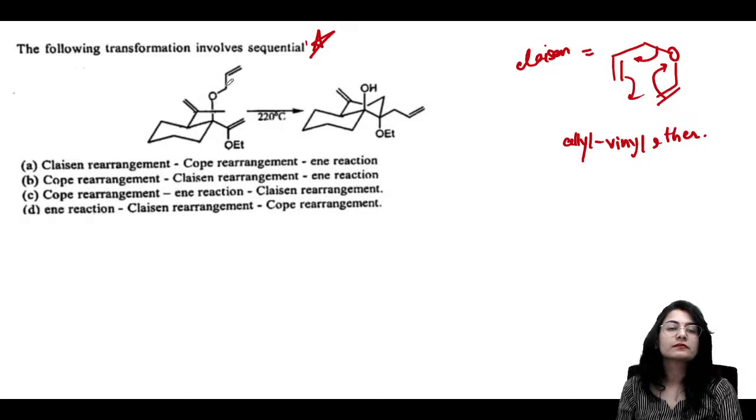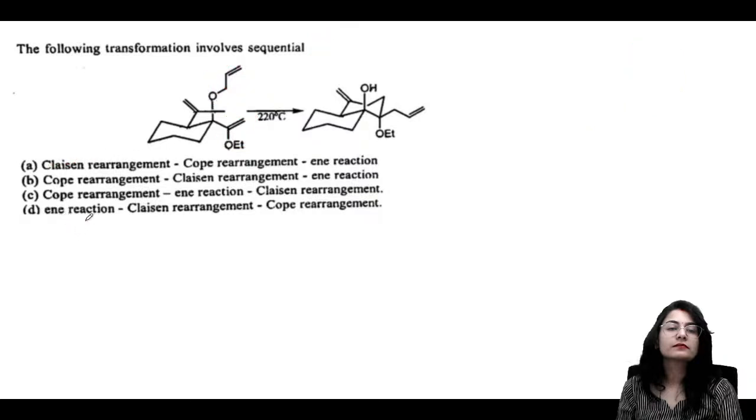Allyl vinyl ether नहीं है, क्योंकि ये देखो, this is the allyl portion, because there is one sp3 carbon in between, but this side you don't have vinyl ether. This is again another allyl ether. That's why a Claisen rearrangement is not possible. तो हम क्या करेंगे? We will look for cope rearrangement first. Cope के लिए we require 1,5-diene.